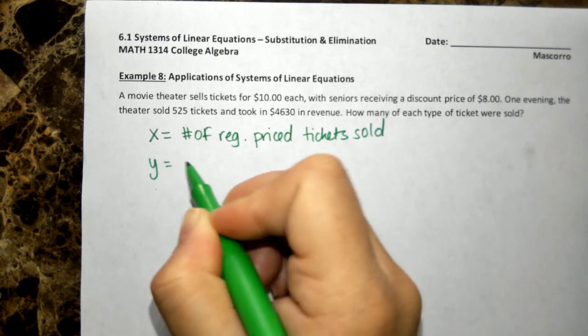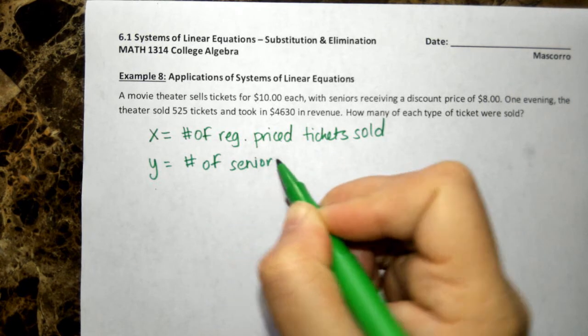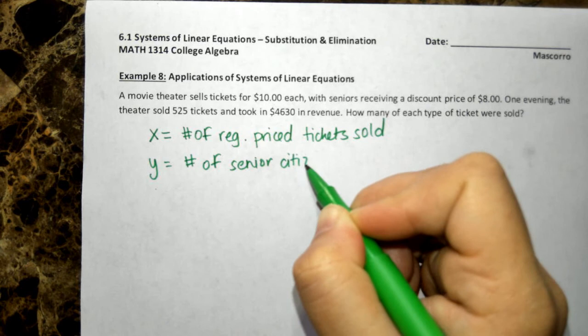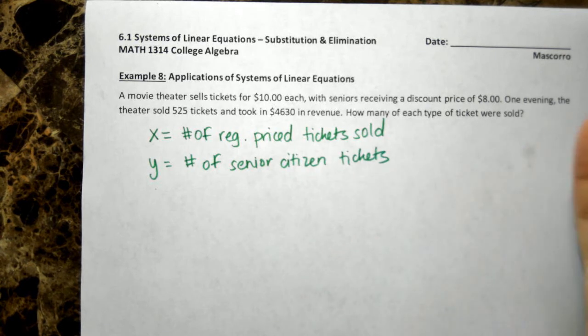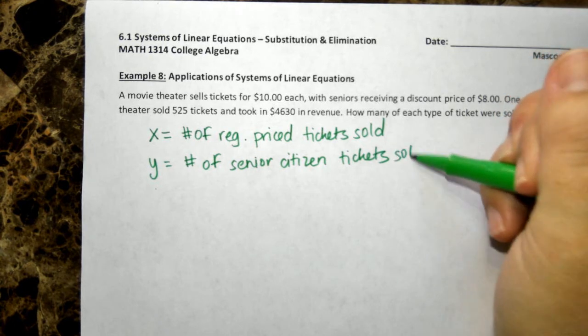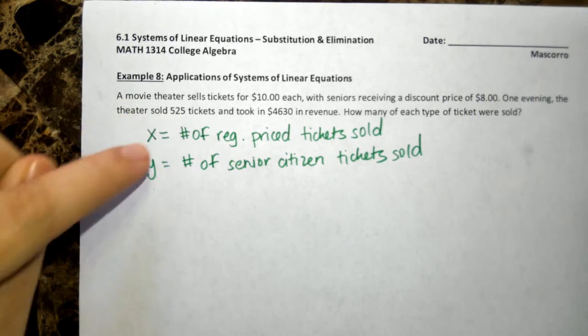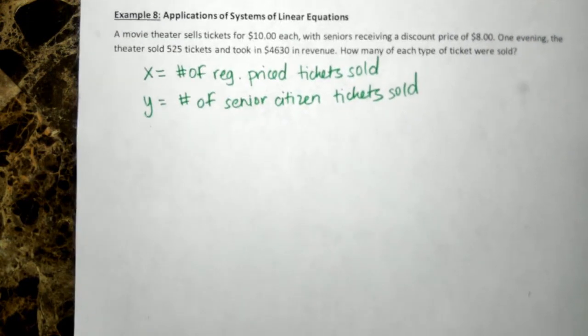And Y is going to be the number of senior citizen tickets sold. So how many regular price people came in, and then how many senior citizens came in that specific night. So I want to know what is X and what is Y. That's the goal. How many of each type of ticket were sold? There's two types of tickets.